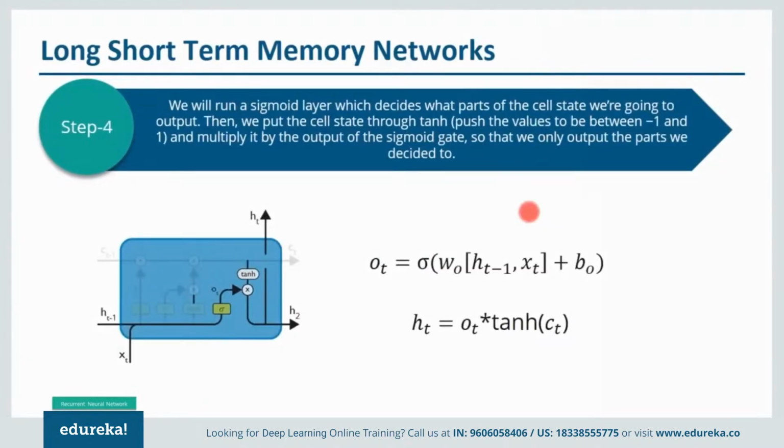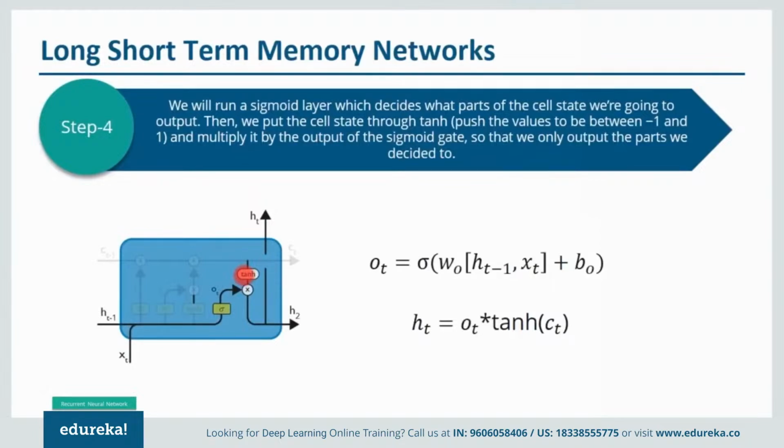Now our last step is to decide what we are going to output, and this output will depend on our cell state, but it will be a filtered version. First we need to pass ht-1 and xt through a sigmoid activation function so that we get an output that is OT. Alright, and this OT will in turn be multiplied by the cell state after passing it through a tanh squashing function or an activation function.